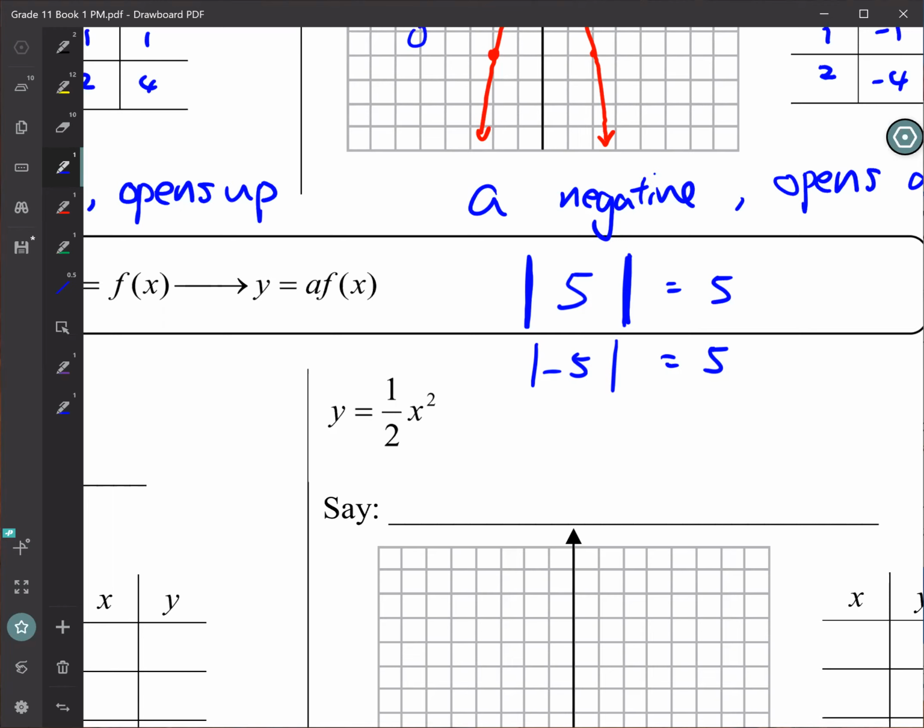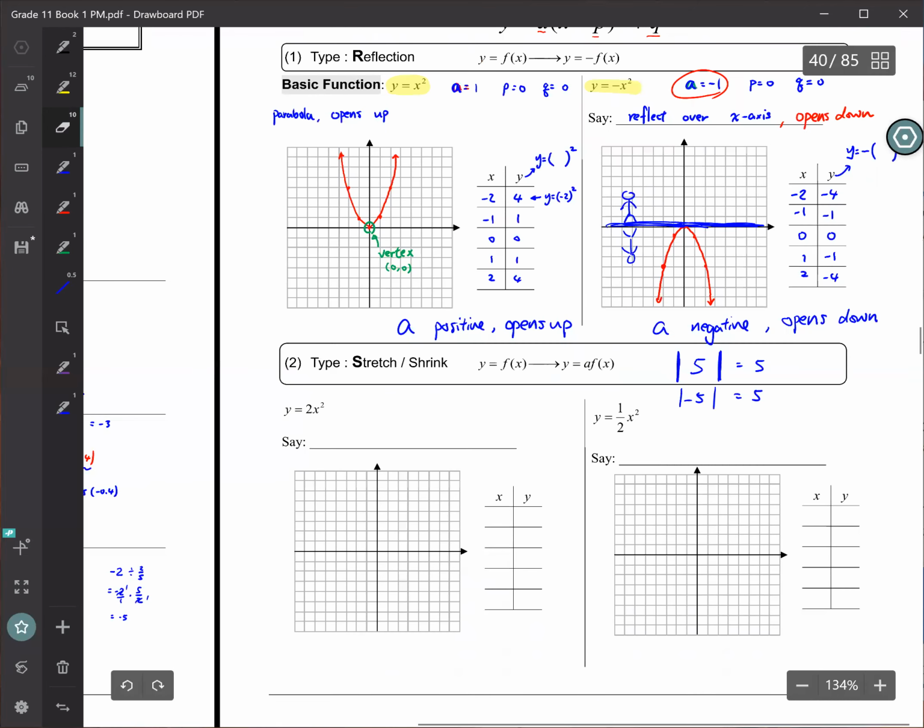In grade 12, you will have a chapter on absolute value, so don't worry about it too much. Just remember that absolute value right now just helps you ignore the negative sign. I will be talking about why I mentioned this later, so just keep that on the side.